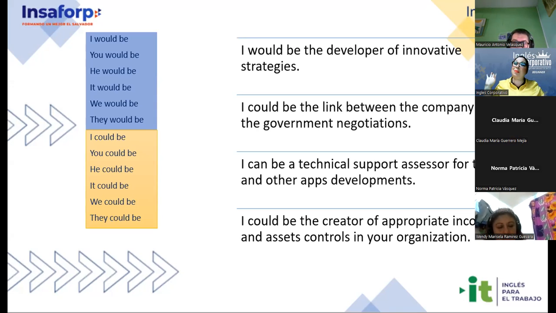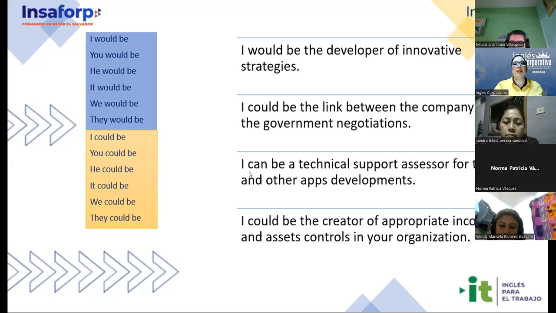Okay, then here, this is a possibility, okay? But maybe it's also ability, right? Because could is the past of can, would is the past of will, okay? So let's read the third one. Y vemos que aquí tenemos can in the present tense, right? So it means that can be used also as a possibility, right? And maybe for the future too, right? When we use the present for future, you will feel it, okay? And it says, I can be a technical support assessor for these and other apps developments.